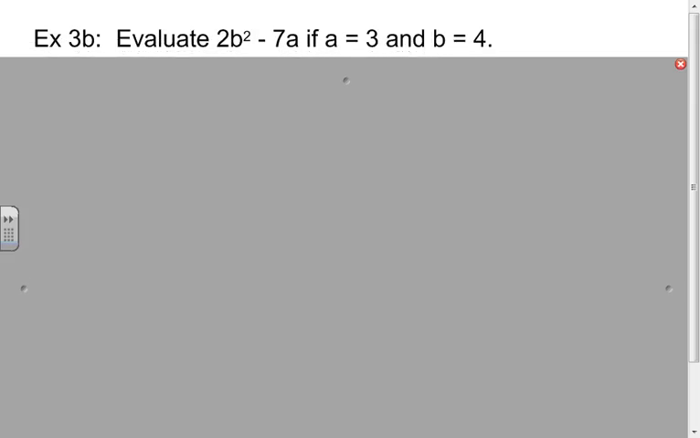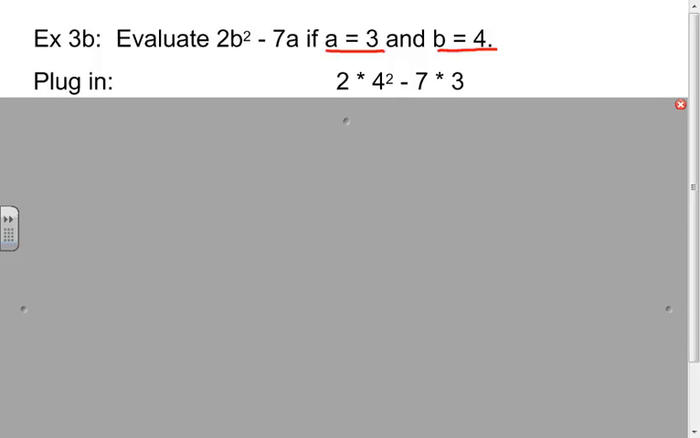One more example here. Evaluate 2b squared minus 7a if a equals 3 and b equals 4. So I'm going to plug in 3 wherever I see an a. I'm going to plug in 4 wherever I see a b. My first step was to plug in. I plugged in the 4 and the 3 where they go.